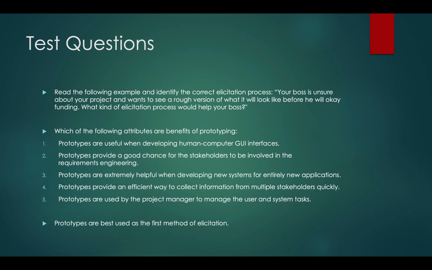Which of the following attributes are benefits of prototyping? Select any that apply. Prototypes are useful when developing human-computer GUI interfaces. Prototypes provide a good chance for the stakeholders to be involved in the requirements engineering. Prototypes are extremely helpful when developing new systems for entirely new applications. Prototypes provide an efficient way to collect information from multiple stakeholders quickly. Prototypes are used by the project manager to manage the users and systems tasks. And prototypes are best used as the first method of elicitation, true or false.